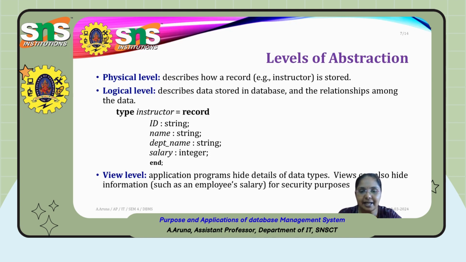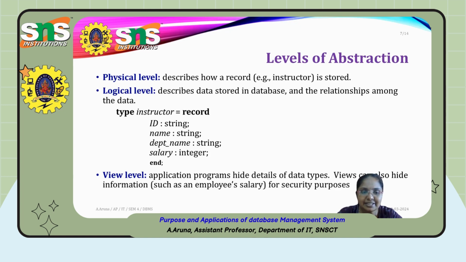Physical level describes how the record is going to be stored. For example, instructor is my record. I have to store some instructor details in the database. So how can I store that particular data? That description deals with the logical level. For example, see here, and the relationship is also mentioned over here.